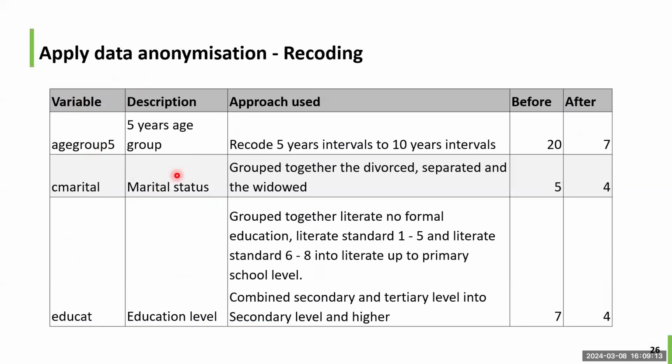And then this is what we did to the categorical variables. We had 5-year age groups. We recoded them into 10-year intervals. We had 20 categories. We ended up with 7. Marital status, we grouped together divorced, separated, and widowed. Already some researchers will raise eyebrows to say, no, divorced is different from separated and so on. But you're doing this to make sure that your data is less disclosive. And then education, this is what we did. Okay, so that's recoding.